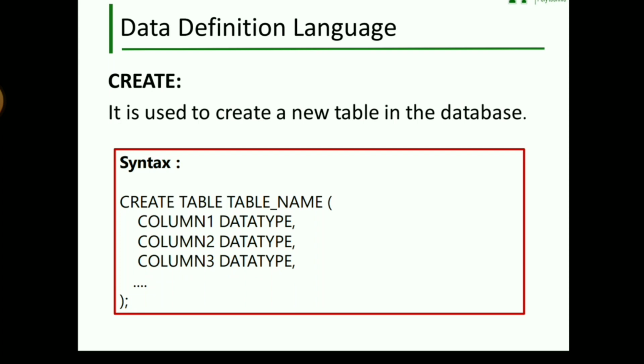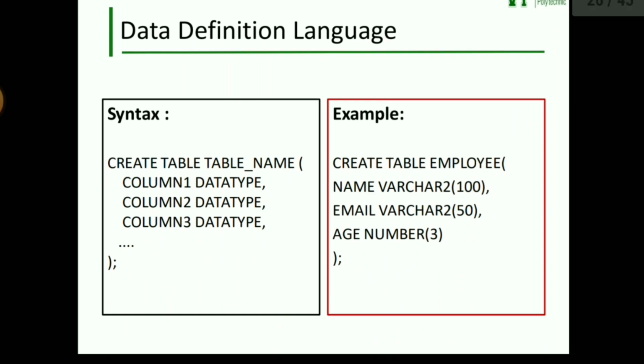Syntax is create table, table name, and then we have column 1 data type, column 2 data type, column 3 data type, round bracket close, and a semicolon. Let's see an example of it.